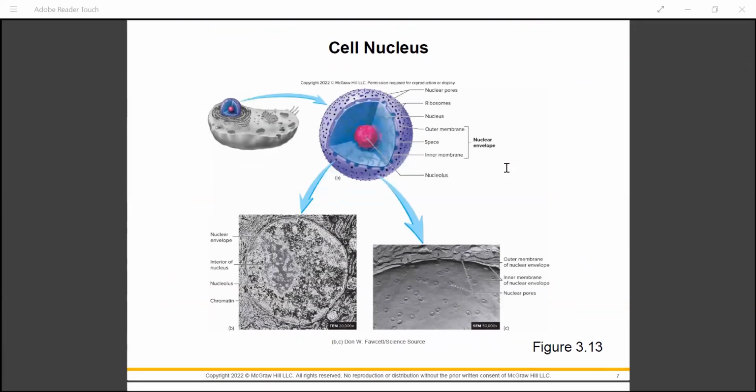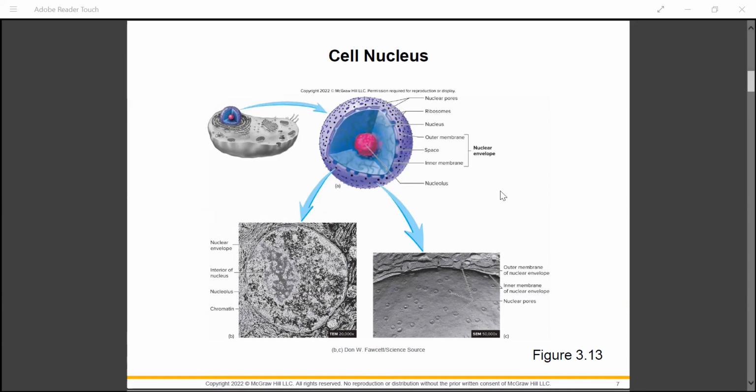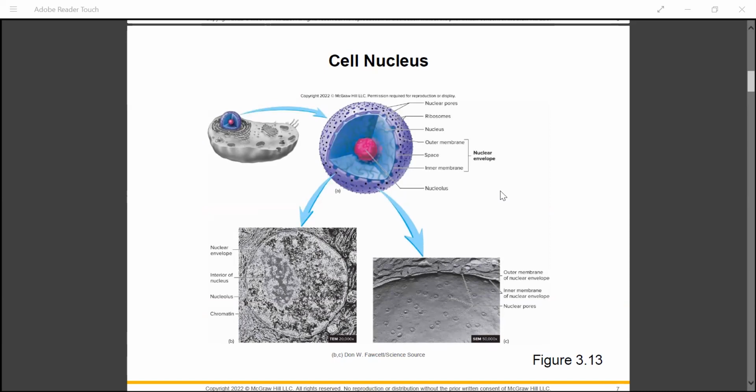So this is the cell nucleus. So this is the nucleus highlighted in our total cell. And then you see we're zoomed in here. We have our inner and outer membrane of the nuclear envelope. You see the nuclear pores throughout the nucleus. You see ribosomes, one of our other organelles, are kind of stuck to the surface of our nucleus as well. And that'll make a little more sense when we talk about those.